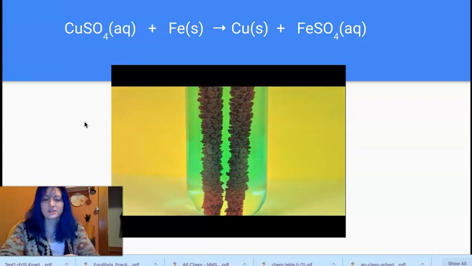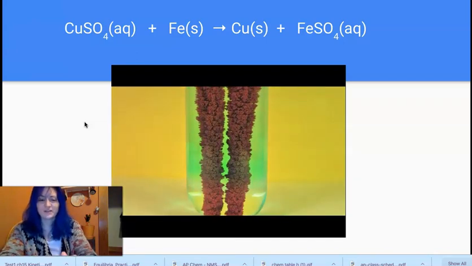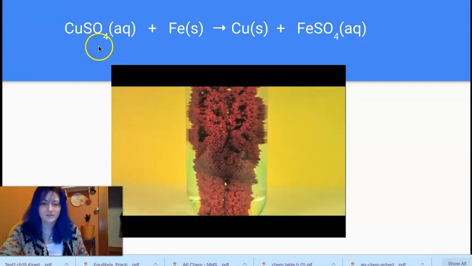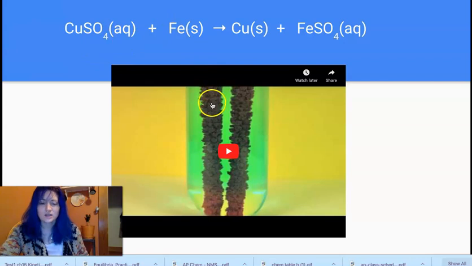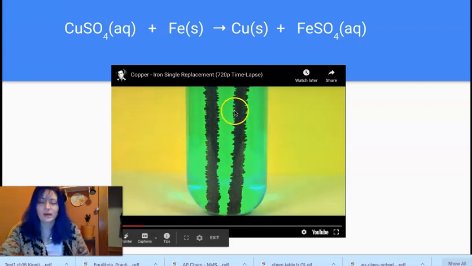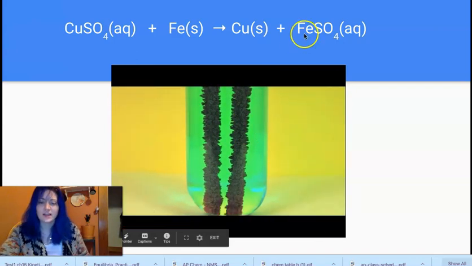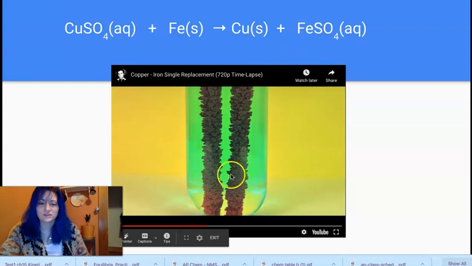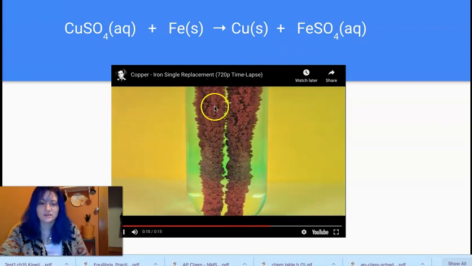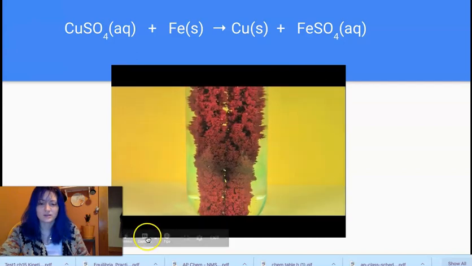Single replacement reactions are usually very beautiful because you have a solid metal forming. So what's happening is you had copper sulfate solution and iron. The iron is at the base of this, and as the reaction proceeds, you're forming copper metal on the surface, and iron is actually getting dissolved in the solution. So just very quickly, once again, you see this is clearly copper here, this bright red stuff.